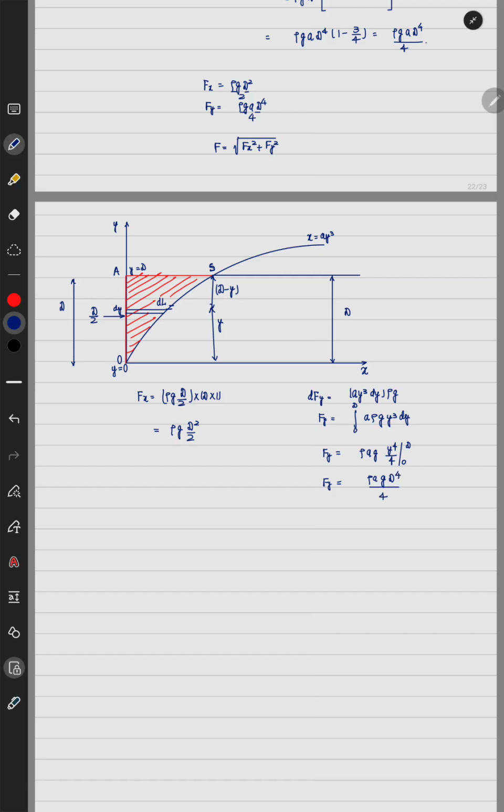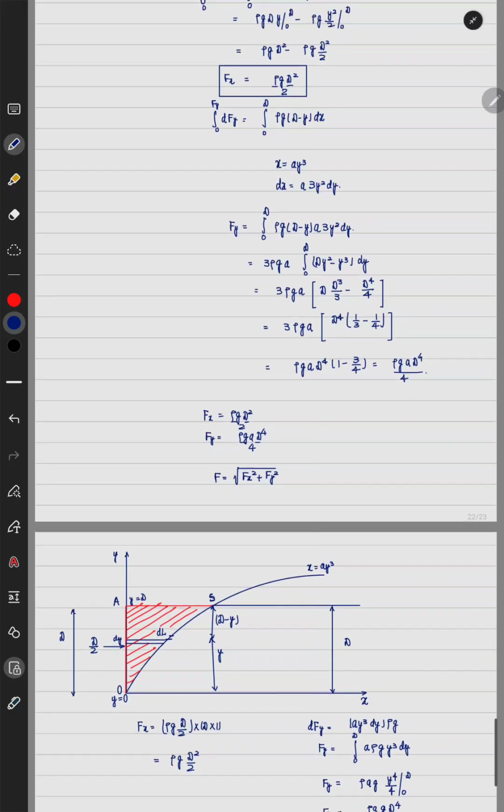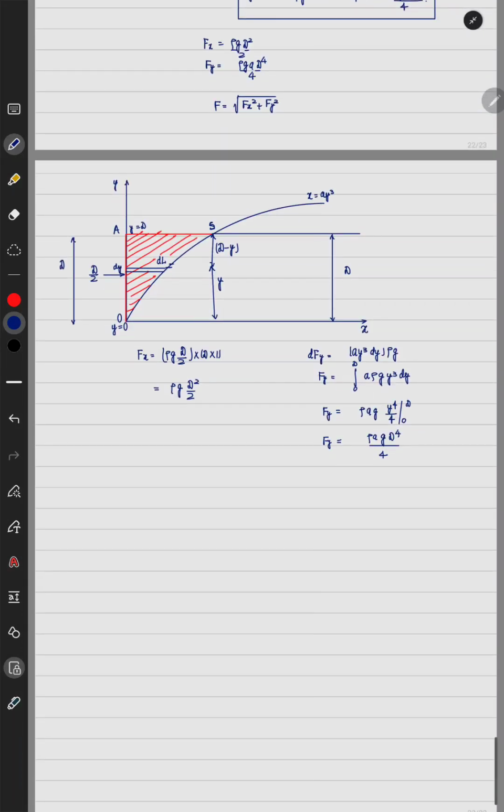This is what we have obtained by using the differential approach also. This is the force in y direction, that is also given by rho g D to the power 4 by 4. So the same concept that we have derived can be used wherever applied, because I have derived the concept of a curved plate kept in a stationary liquid or a quiescent liquid.